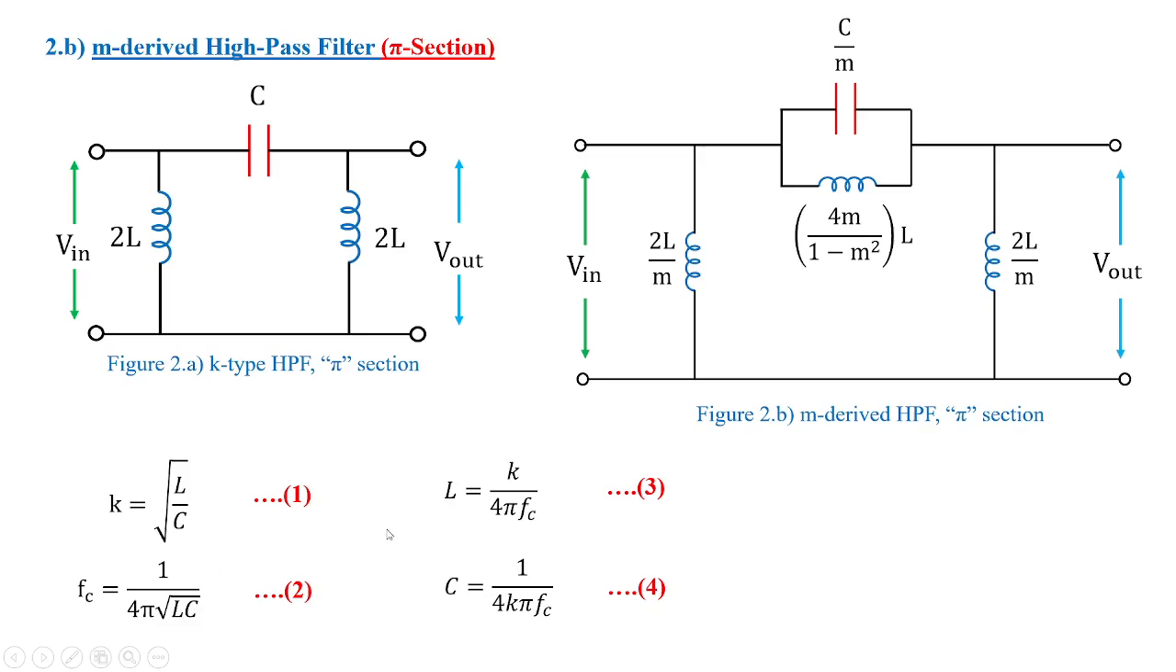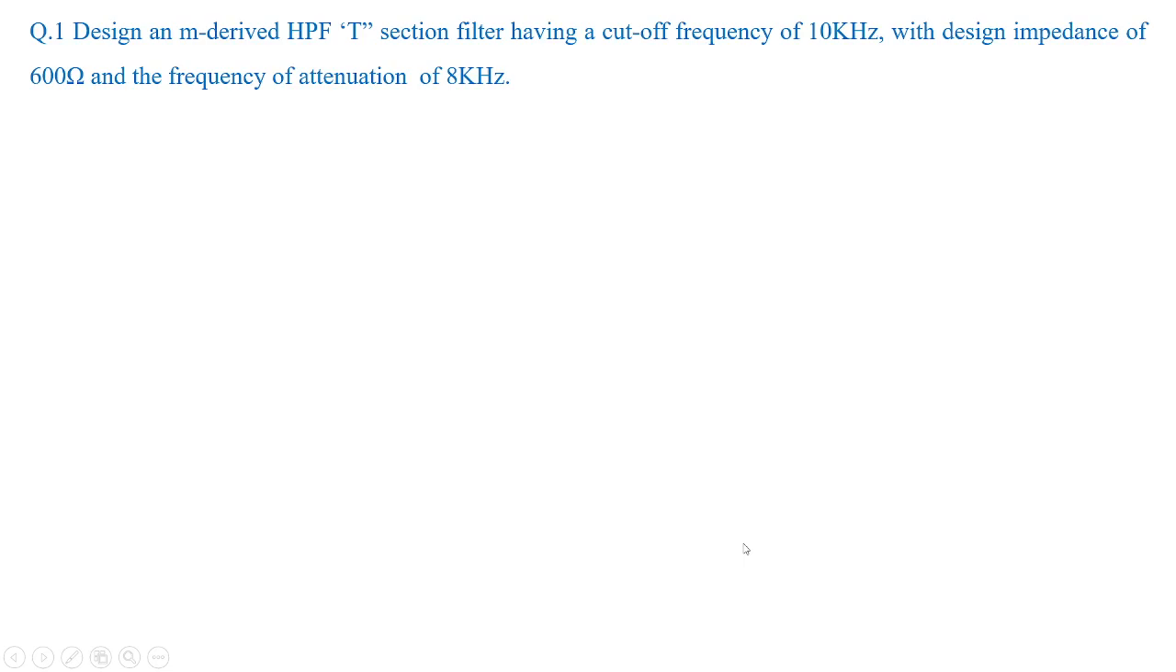The formulas we need to keep in mind, apart from the K-type filter, are the attenuation frequency formula, which is given by Fc by the square root of 1 minus M square, and M is taken as the square root of 1 minus (F infinity by Fc) whole square. Now this formula is quite opposite to the formula we have seen in the m-derived low-pass filter. With these formulas from 1 to 6, we can easily design an m-derived high-pass filter for T section as well as for pi section.